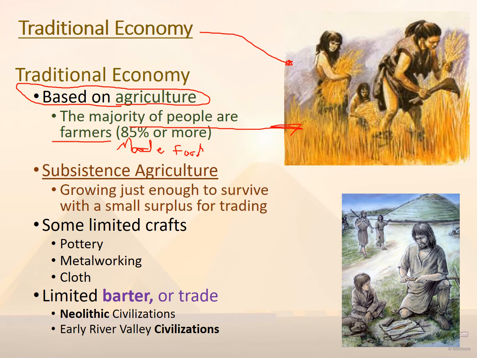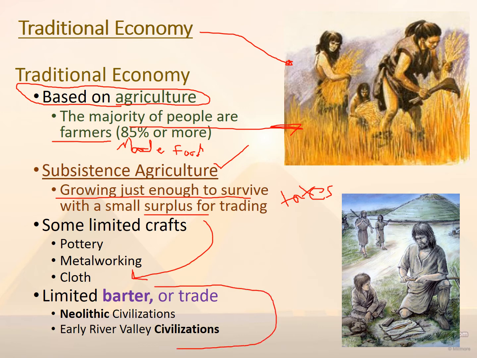And that's because most humans relied on subsistence agriculture. You grow just enough for your own family to survive, and you have a small surplus for trading or, of course, the always enjoyable taxes. Fun taxes. People did pay taxes in food for thousands of years. There'd be some limited crafts in these early Neolithic villages, and there was limited barter or trade. So early Neolithic civilizations and early river valley civilizations all did barter and trade.